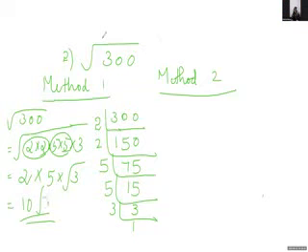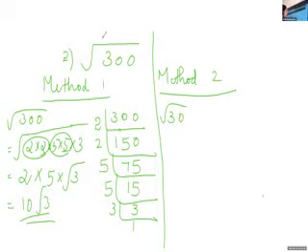Okay. Now, next one is our method 2. See, root 300 is a perfect square into some number. Can you tell which number is that? When you see 300, you can identify. Or when you see the prime factorization numbers, you can identify. Ma'am, 150. 150 is not a perfect square. Look at this.